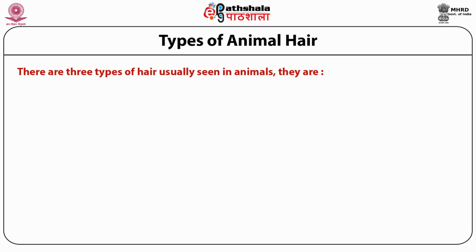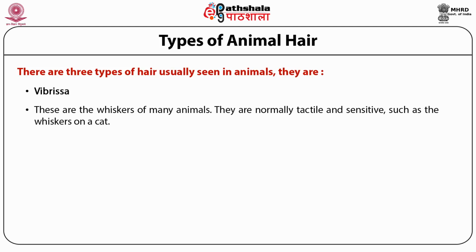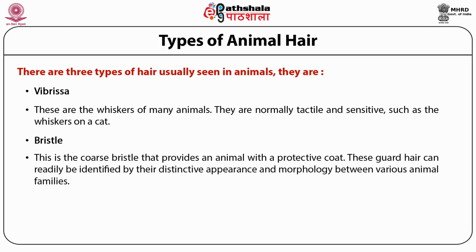There are three types of hair usually seen in animals. First, vibrissae. They are the whiskers of many animals. They are normally tactile and sensitive, such as whiskers on a cat. Second is bristle. This is the coarse bristle that provides an animal with a protective coat. These guard hairs can readily be identified by their distinctive appearance and morphology between various animal families.